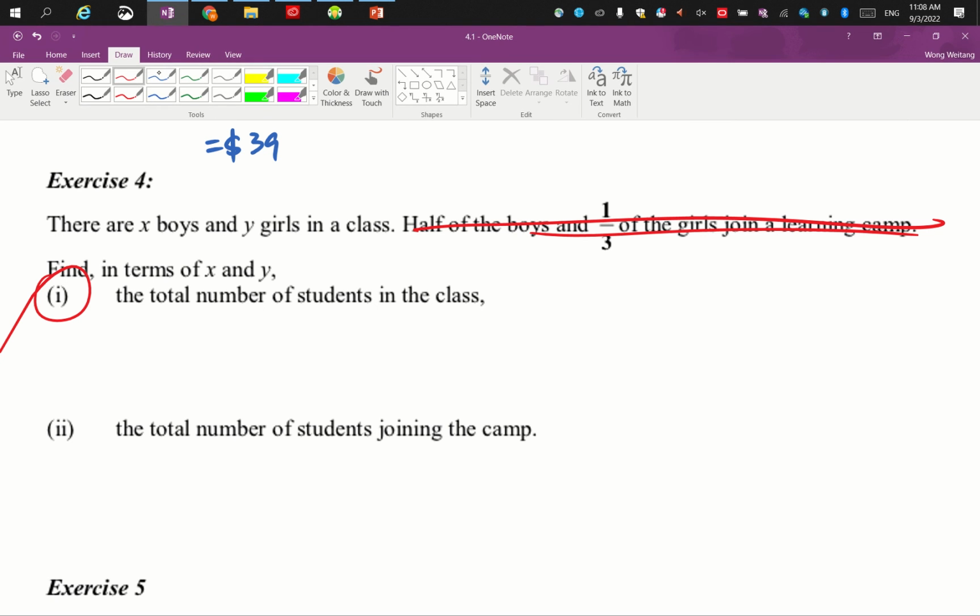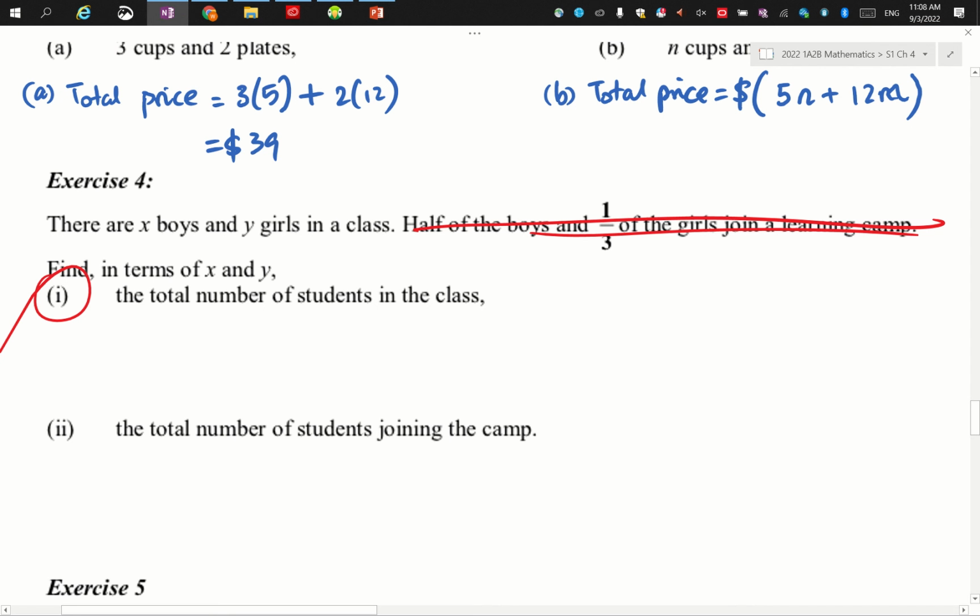How will you start your presentation for part 1? Okay, you try writing down first. Just try. Not difficult, try. Okay, find the total number of students in the class. What will you start off with?